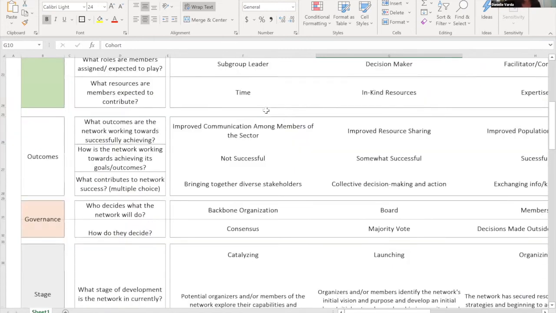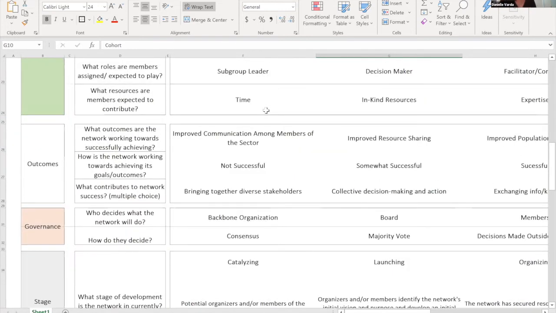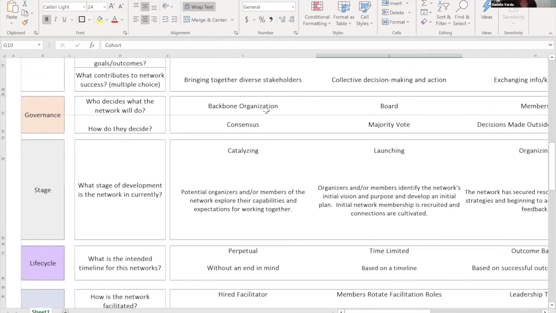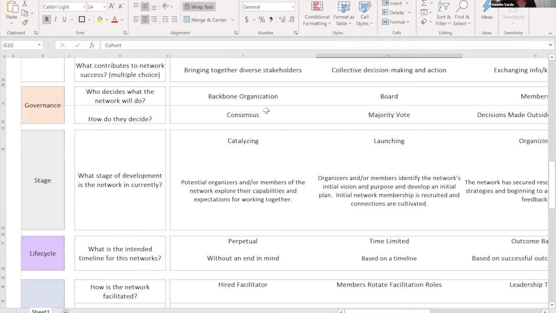And then we have a category of outcomes. So questions to consider around outcomes are, what outcomes is the network working towards successfully achieving? How is the network working towards achieving those goals and outcomes? And what contributes to network success? So we're mixing actual outcomes and then perception of success. You'll learn more and more about these dimensions as we go through the next few months.